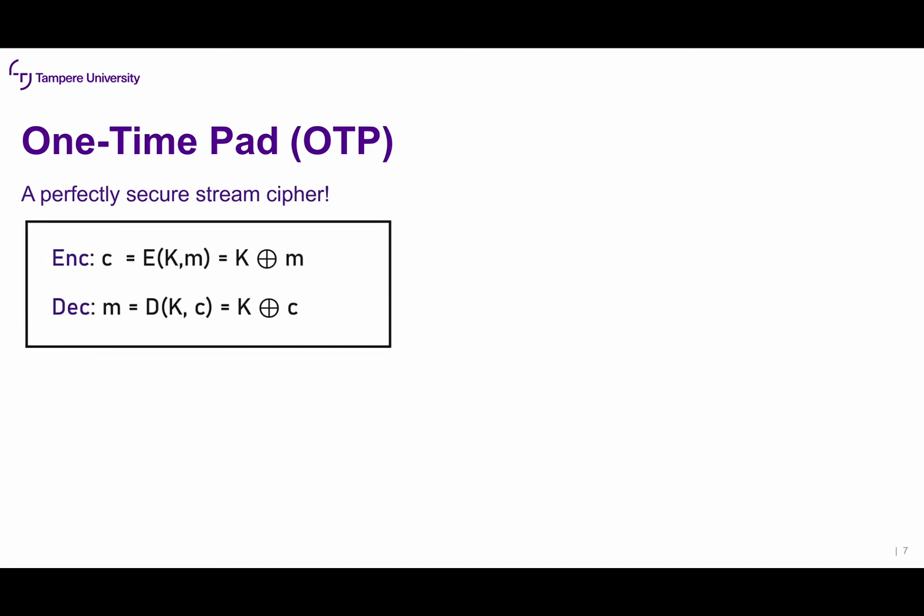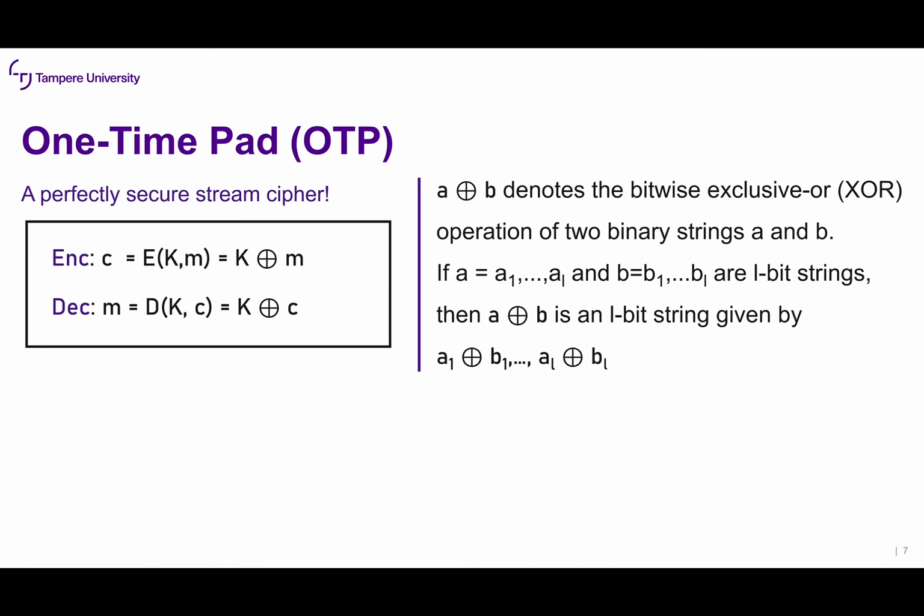So let's see how it works. It's pretty similar to what we described in the previous slide. We have again an encryption and decryption algorithm that takes as input a key K and the message M, and basically it just does an XOR operation between these two inputs. So encryption is K XOR M, while decryption takes as input C and K, and it is equal to K XOR C. Now, A XOR B, for example, this symbol denotes the bitwise exclusive OR operation of two binary strings A and B.